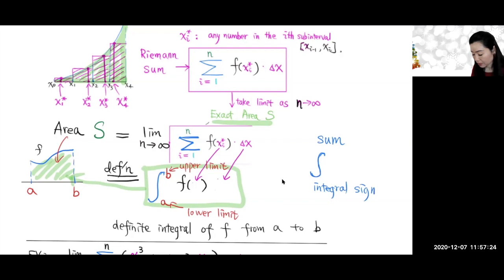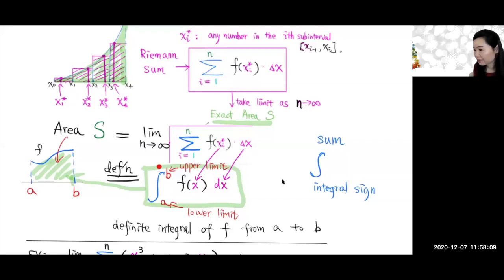Now the delta x over here, we're going to replace by dx. And each f of xi star, we replace this xi star by just x. The limit of this Riemann sum, we define to be this integral, the integral of f of x dx from a to b. This a here is called the lower limit of this integral. The b here is the upper limit.